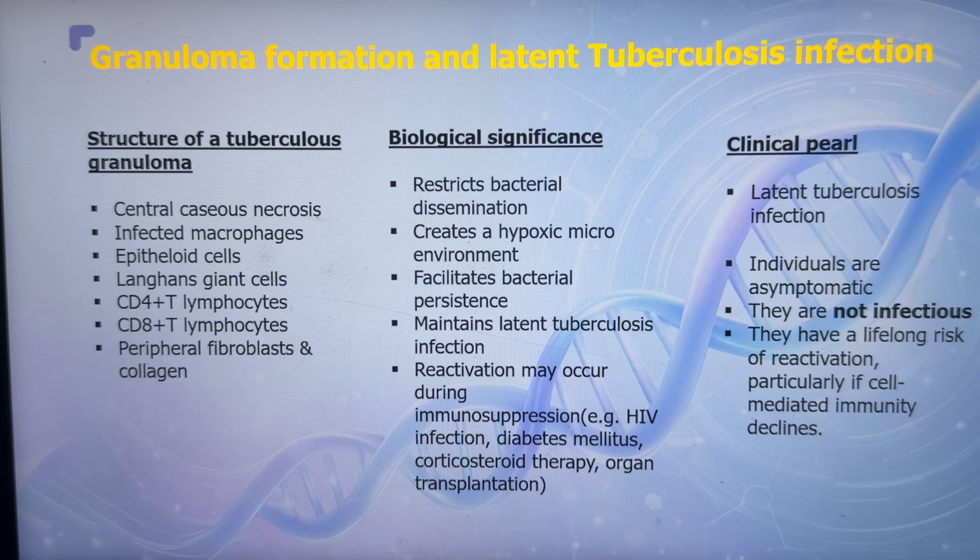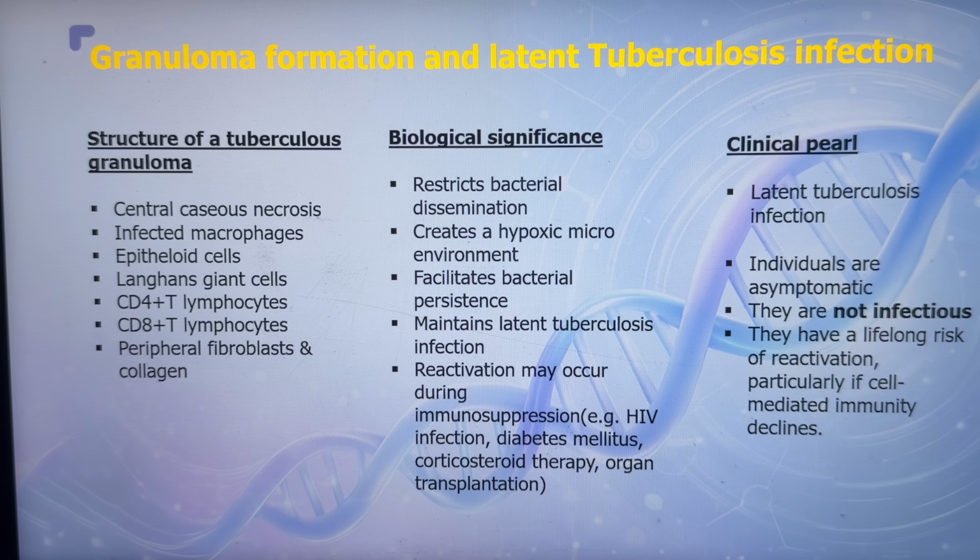Reactivation: whenever cell mediated immunity declines, such as in HIV infection, diabetes mellitus, anti-TNF therapy, prolonged corticosteroid use, chemotherapy, organ transplantation, or aging, the dormant bacilli may resume replication, resulting in reactivation tuberculosis. Individuals with latent TB infection are clinically asymptomatic, which is very, very bad. Since bacilli remain contained within intact granulomas, there is no cavitary pulmonary disease. These individuals are generally not infectious.